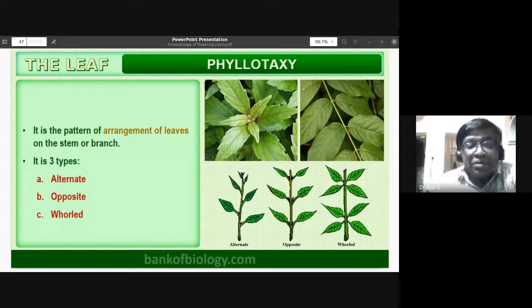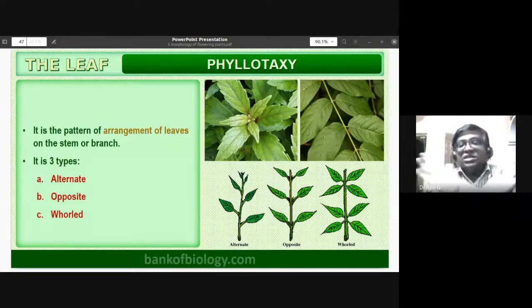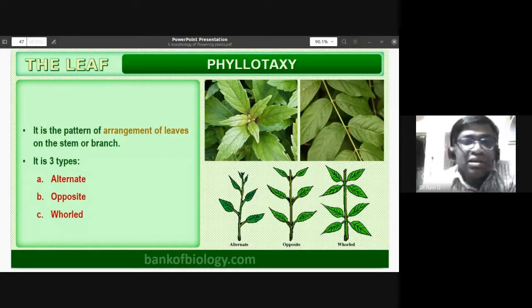Whereas in opposite, the same node has two leaves arising from the same node. So they are opposite to each other. This arrangement is there. If from a single node, many leaves are arising and they are encircling the stem, we call it as whorled leaf. So phyllotaxy is the arrangement of leaves on the stem or branch. Phyllotaxy is of three types: the alternate phyllotaxy, the opposite, and whorled arrangement of leaf. You can notice.